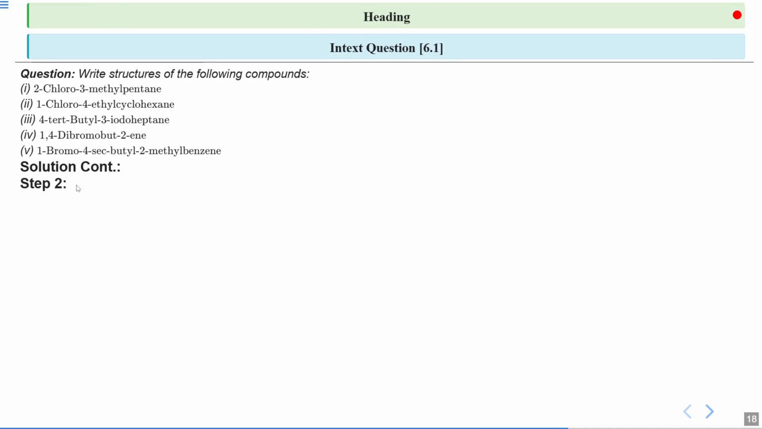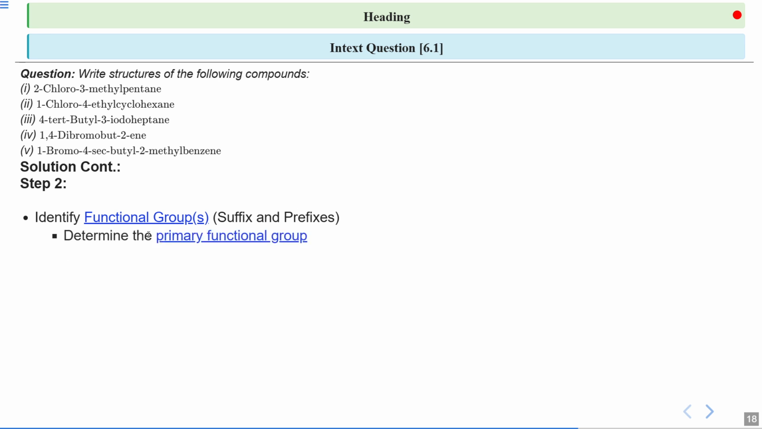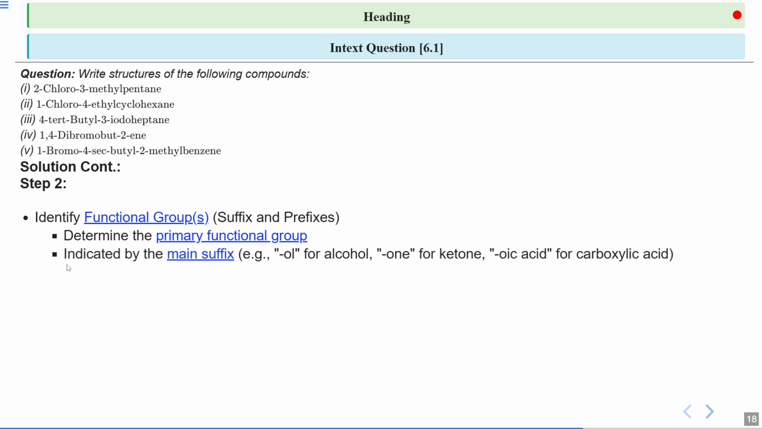Step 2. What is this step 2? Identify the functional groups, either present or not. Suffix and prefix. They will decide suffix and prefix in the name. So determine the primary functional group first of all, and then indicate them by the main suffix. For example, ol for alcohol, on for ketone, oic acid for carboxylic acid. These are the functional groups that you will study further.